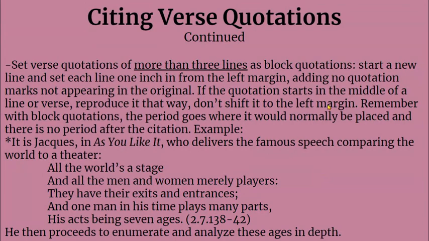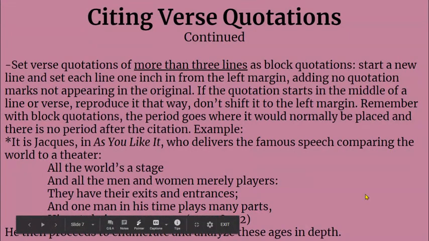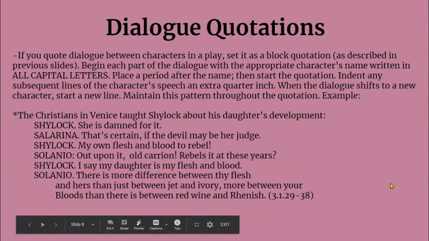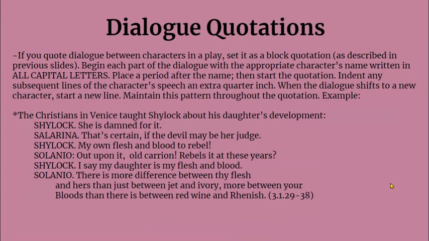Now, I'm going to talk in just a minute on the next slide about what happens if a quotation starts in the middle of a line or verse: reproduce it that way. I'll show you what I mean when we get into dialogue. If you quote dialogue between characters, set that as a block quotation. You begin each part of the dialogue with the character's name in all caps, then place a period after the name, and then start the quotation. Then you indent any subsequent lines of the character's speech an extra quarter inch. If the dialogue shifts to a new character, you start a new line. I'll show you that in just a minute. You maintain this pattern throughout the quotation.